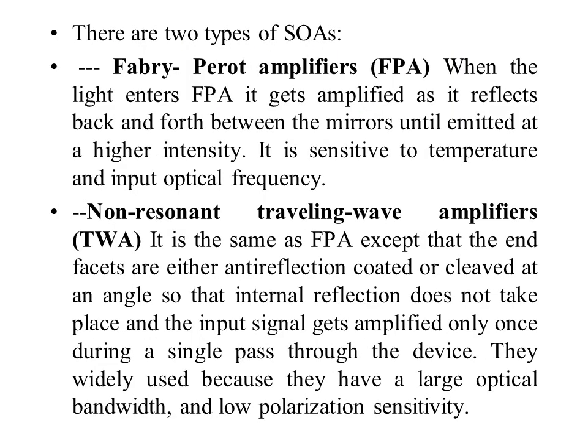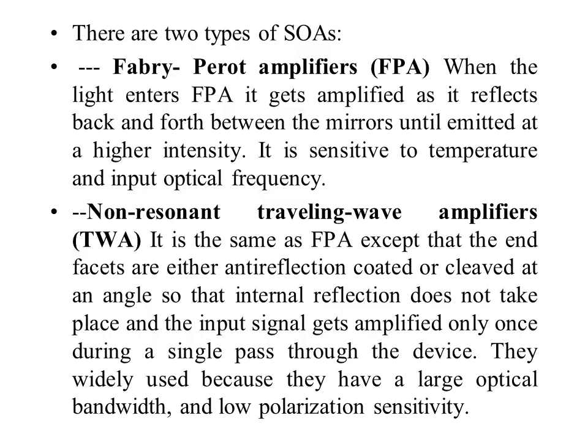There are two types of semiconductor optical amplifiers: the Fabry Perot amplifier, and the non-resonant traveling wave amplifier. In the Fabry Perot amplifier, light enters the FPA and gets amplified as it reflects back and forth between the mirrors until it is emitted at a higher intensity. It is sensitive to the temperature and input optical frequency.